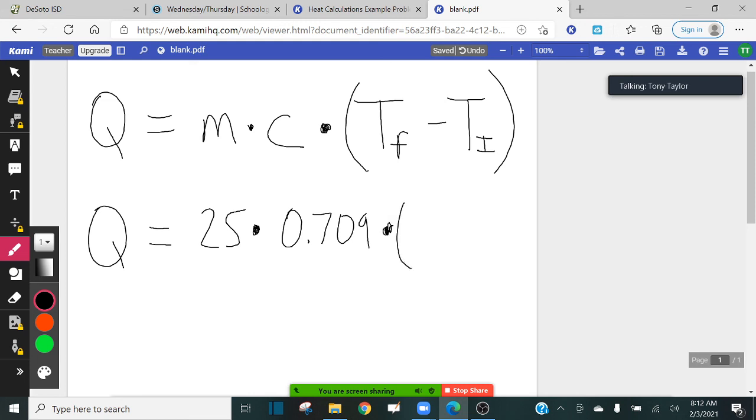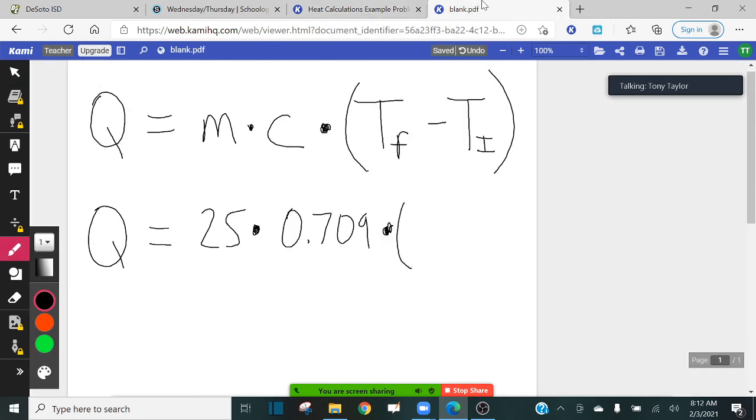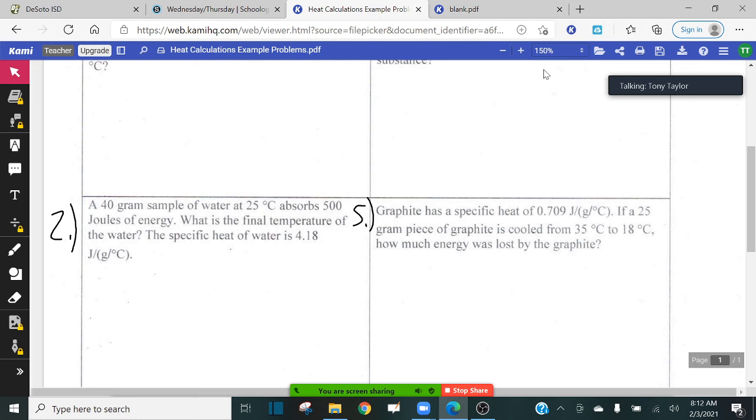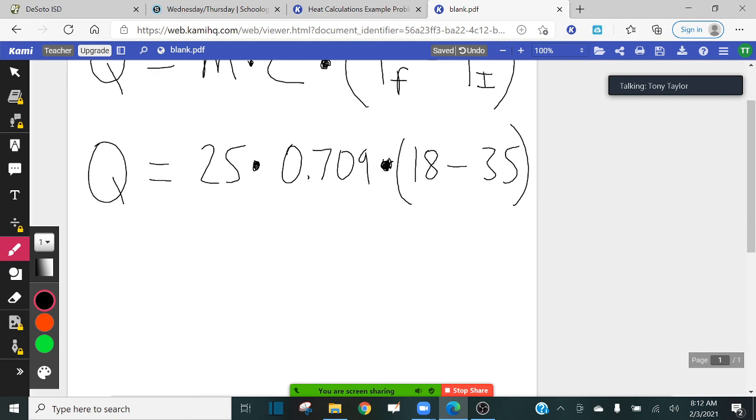All of that gets multiplied by the final temperature minus the initial temperature. Notice, guys, the graphite was cooled. So if the graphite was cooled, the final temperature is lower than the initial temperature because it lost energy. It cooled down. So that means the final temperature is 18. And the initial temperature here is 35. So that's my equation set up. And the goal is to solve this equation for Q.